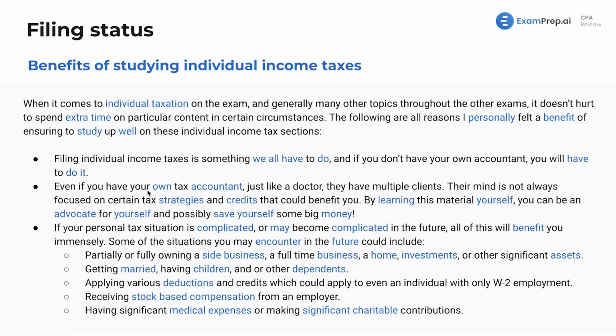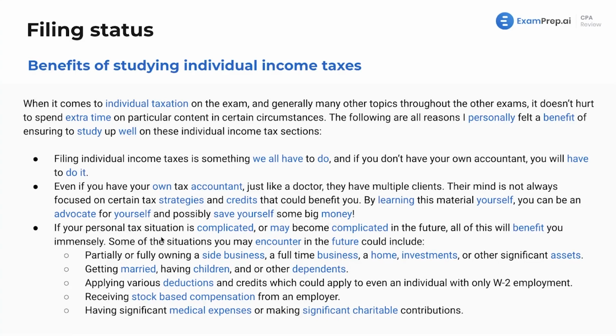Now, even if you do have your own tax accountant, just like a doctor, they have multiple clients. Their mind is not always focused on certain tax strategies and credits that could benefit you. Yes, maybe they'll do a good job, but maybe they miss something. And if you're familiar with the specific tax credits and deductions out there, then you can check their work. You can really be on top of it, put your education to good use, right? We all got accounting degrees out there, even though maybe you only took one or two tax classes. By learning this material yourself, you can be an advocate for yourself and possibly save yourself some big money.